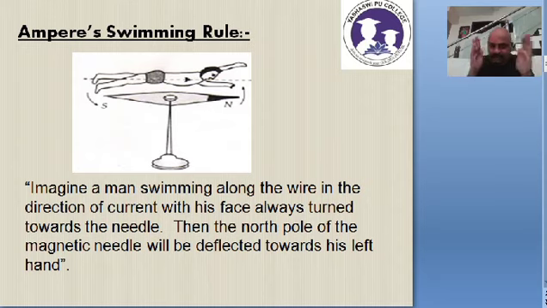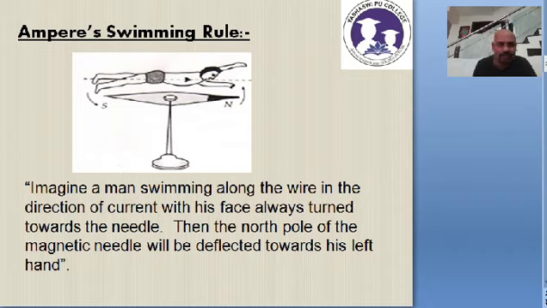I repeat again, please listen. Imagine a person swimming in the direction of the current. A magnetic needle kept below him will deflect towards his left. Suppose the magnetic needle is kept above him, it will deflect towards his right. Very simple. So this is Ampere's swimming rule, which clearly tells about the direction of the magnetic field.